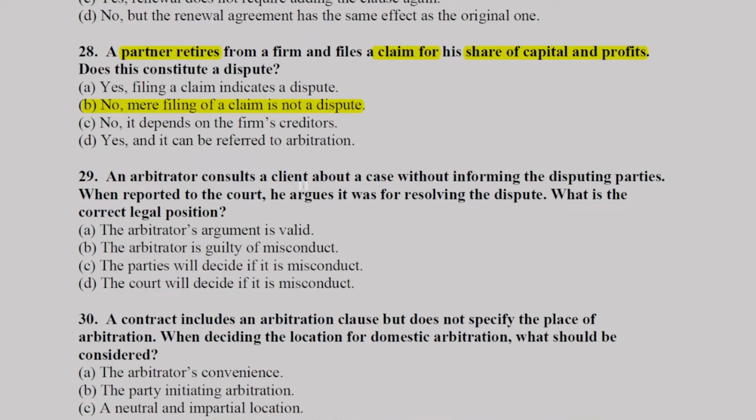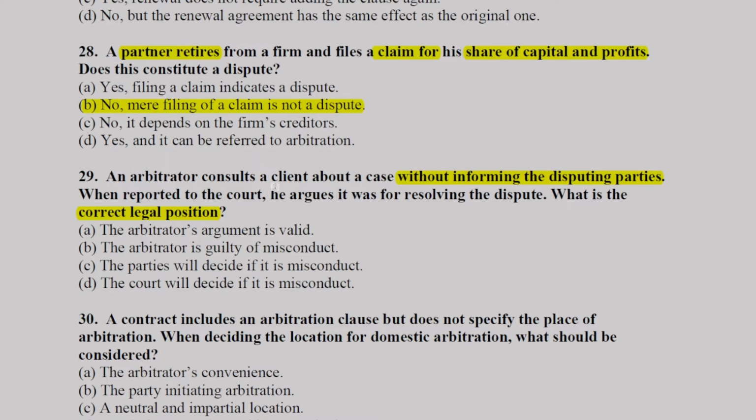An arbitrator consults a client about a case without informing the disputing parties. When reported to the court, he argues it was for resolving the dispute. What is the correct legal position? The arbitrator's argument is valid. The arbitrator is guilty of misconduct. The parties will decide if it is misconduct. The court will decide if it is misconduct.